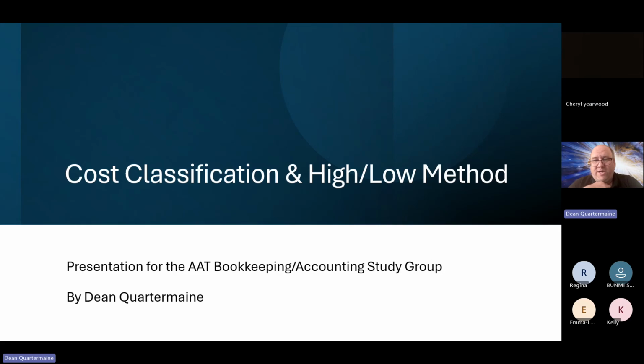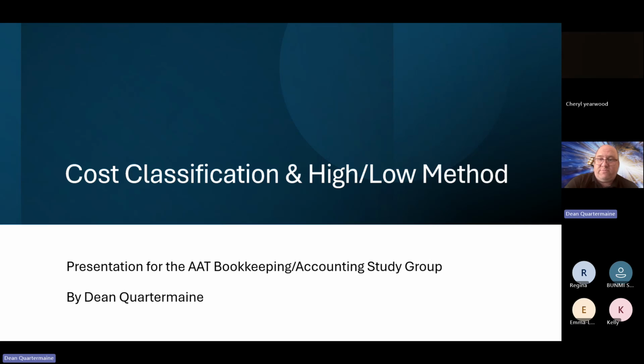So tonight we're going to talk about cost classifications and the high-low method. Anyone who's done the level 2 accounting course, certainly it's covered in principles of costing at level 2. It's then picked up again in the management accounting techniques at level 3, and then it gets mixed in with the financial accounting modules at level 3. It exists across lots of units at AAT and certainly at further studies.